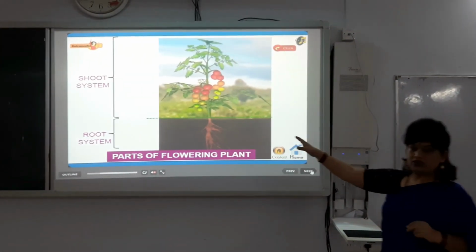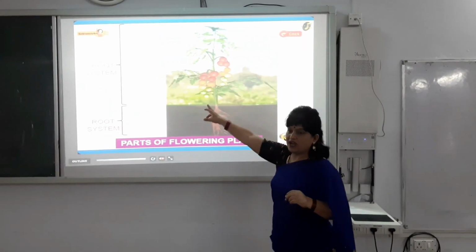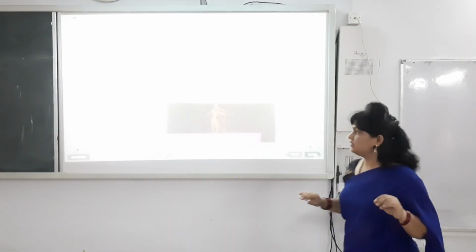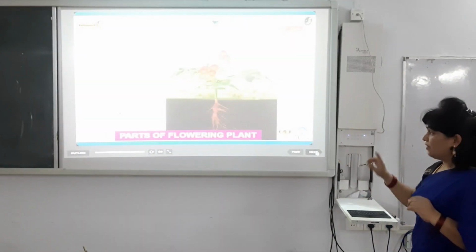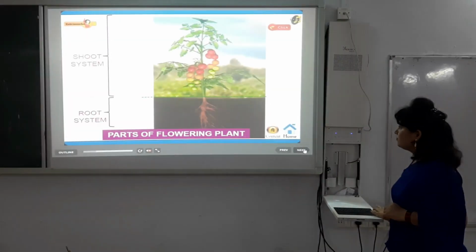Now these plant parts you have seen: root system, shoot system. You can see flowers, fruits, leaf, everything which we have seen outside in the ground. So root system and the shoot system. We are going to study about the root system today, right?